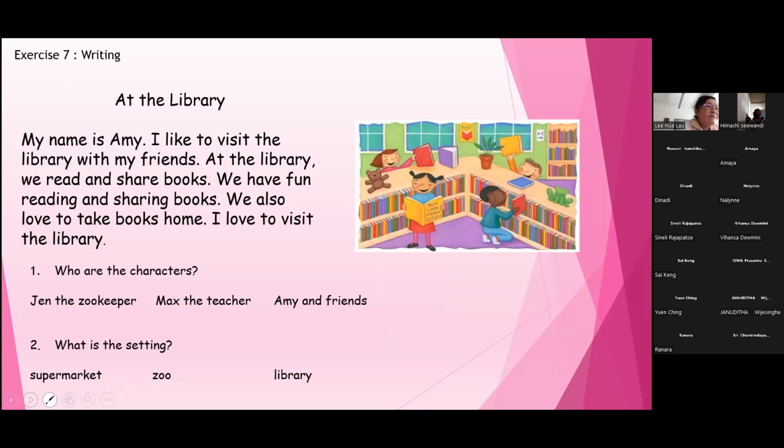Here I have another story, At the Library. Of course, I would like you to read individually, but because of time, I think we can read it as a group. All right? Are we ready? Shall we start with the title? Go.